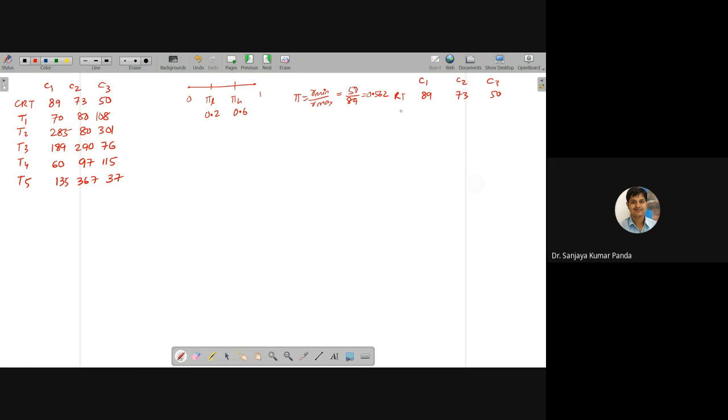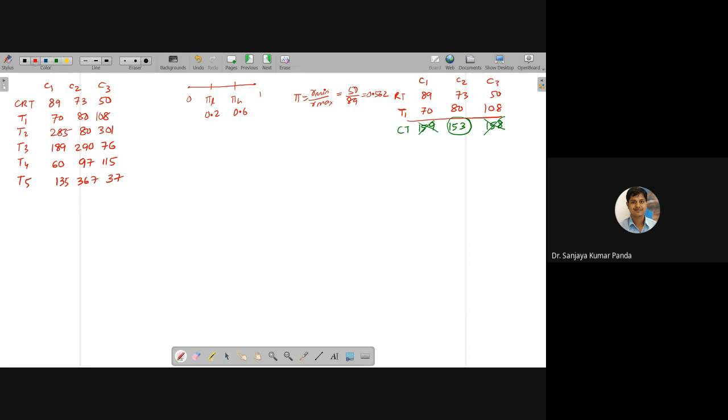MCT means T1 you take, T1 is taking 70, 80, 108. You calculate the completion time. If you calculate 89 plus 70, it is 159. This is 153 and this is 158. Okay, this is the completion time. In the case of MCT you take the earliest completion time. So you choose this one and cancel these two.